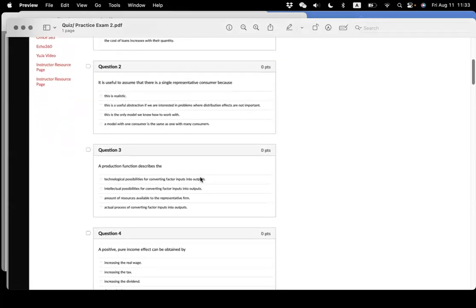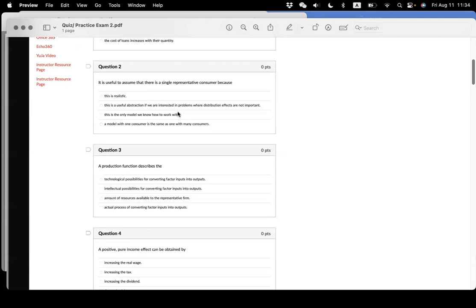So now question 2. It is useful to assume that there is a single representative consumer because, the correct answer is B, this is a useful abstraction if we are interested in problems where distribution effects are not important. So what do distribution effects mean? Just think about inequality. If you care about why some are poor and why some are rich, right, inside a society, then this single representative consumer may not be a good assumption.